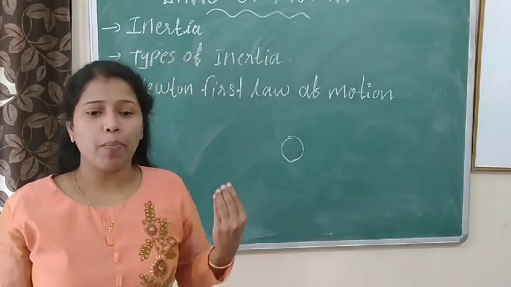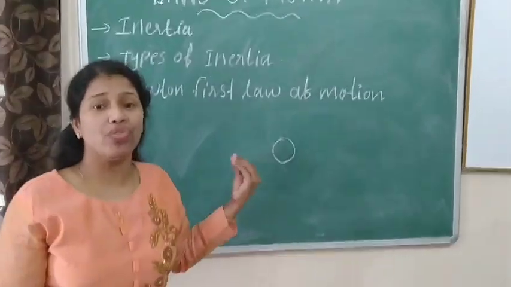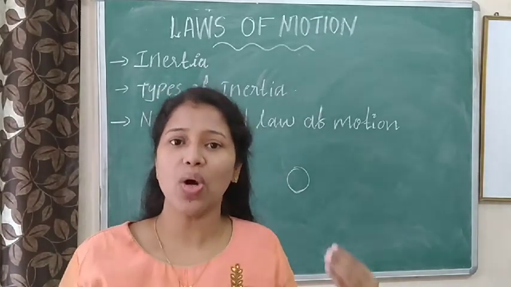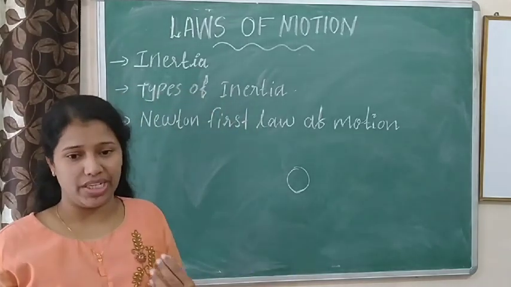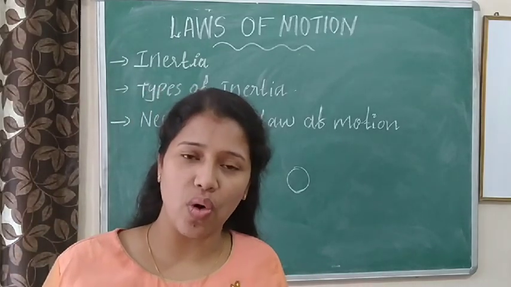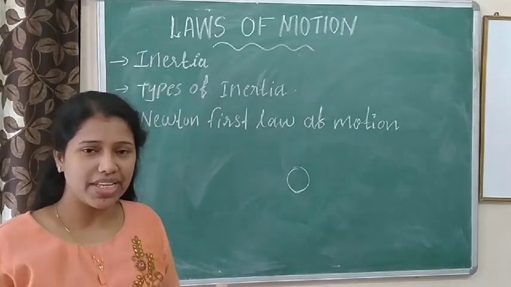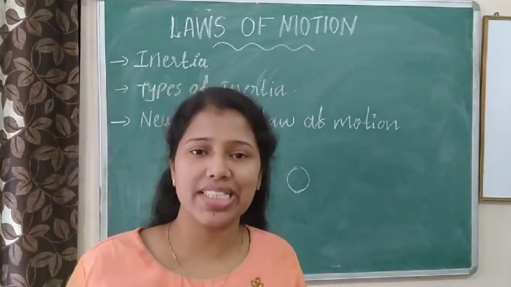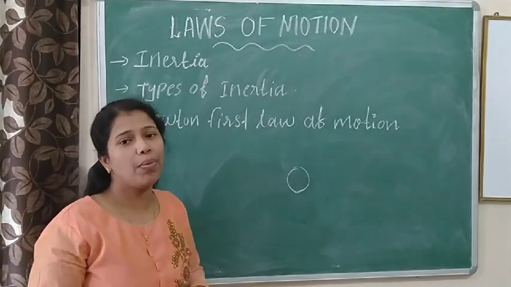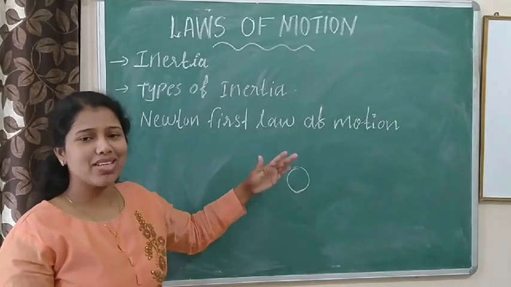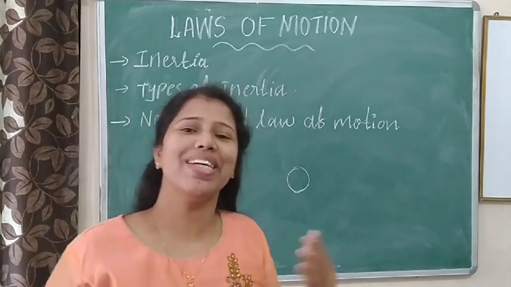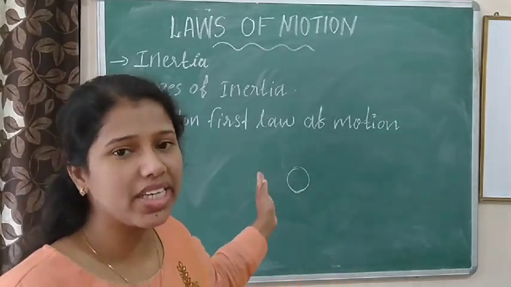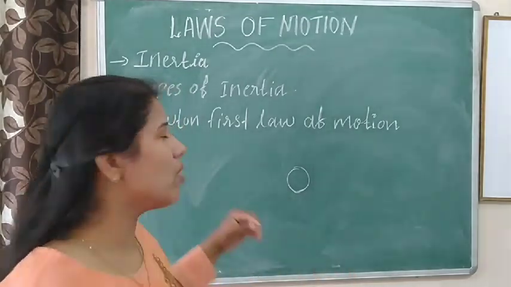Inertia is a property of a body due to which it resists or opposes a change in its state of rest or of motion. That means a body at rest continues at rest, and a body in motion continues in motion. If we apply external force only, it will change. Otherwise rest means rest only, and motion means motion only. This tendency of a body is known as inertia.